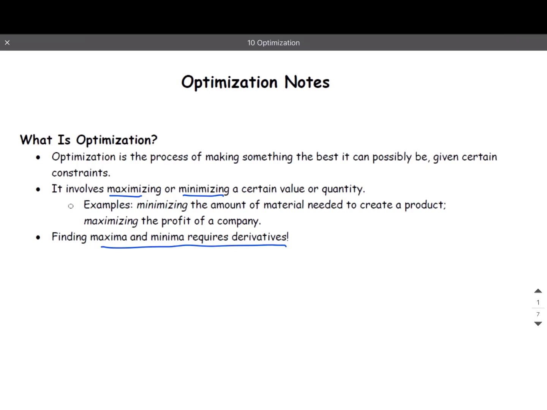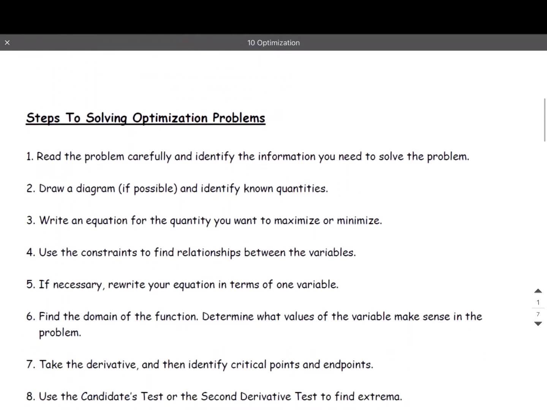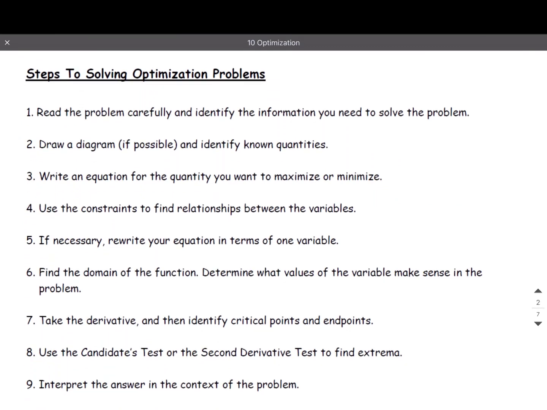Now, examples might be minimizing the amount of material needed to create a product, maximizing the profit of a company, minimizing the amount of time it takes to produce something. These are applications that are used in business, okay? Now, how do we go about solving an optimization problem?